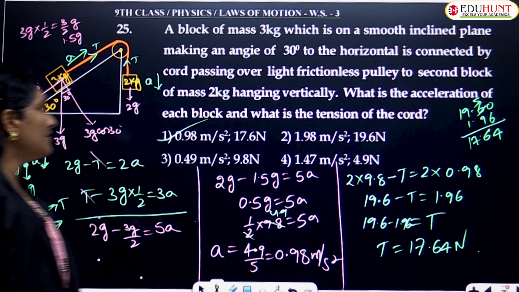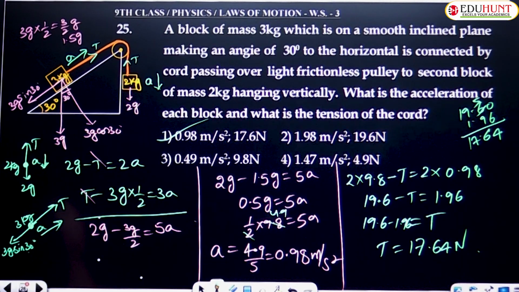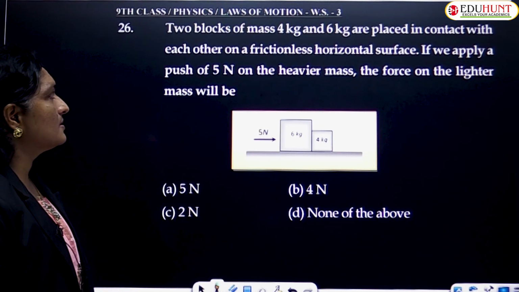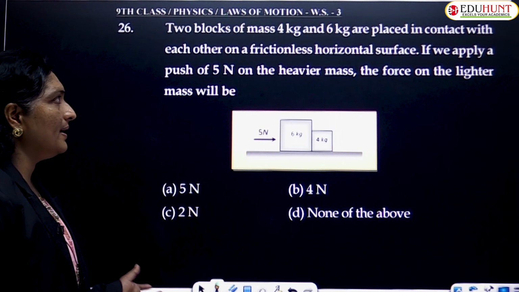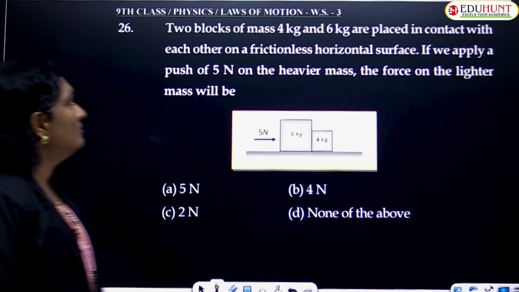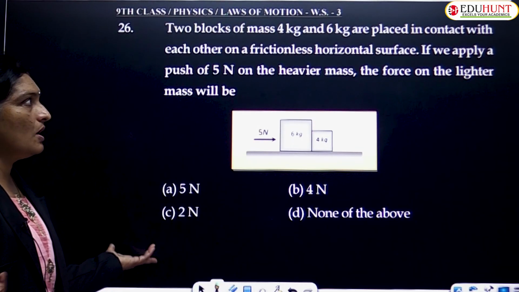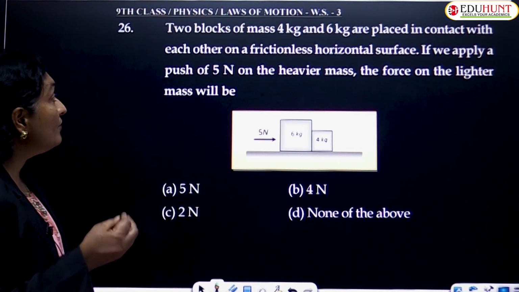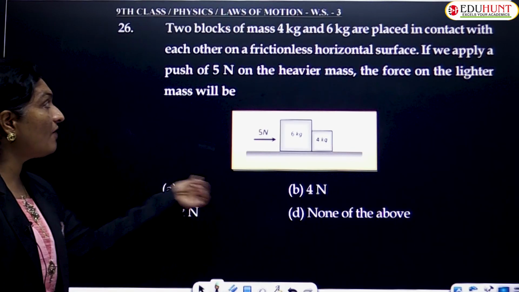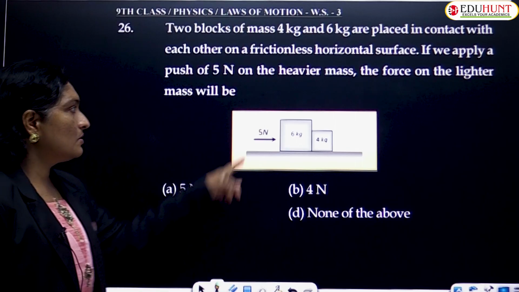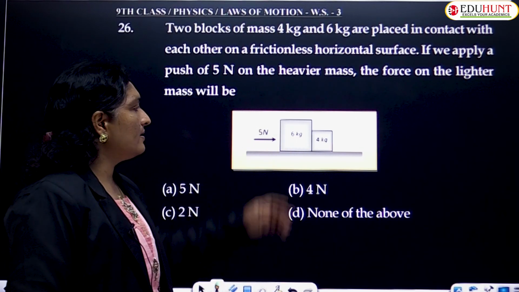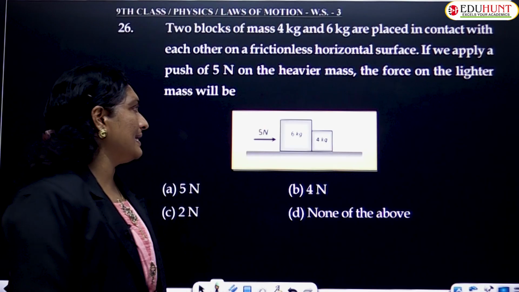Okay. So moving to the next question, that is question number 26. As shown in the figure, two blocks of masses 4 kg and 6 kg are placed in contact with each other on a frictionless horizontal surface. It's very clear. If we apply a push of 5 Newton on the heavier mass, so 4 kg, 6 kg, heavier mass is 6 kg. So you have applied a 5 Newton force on the 6 kg mass.